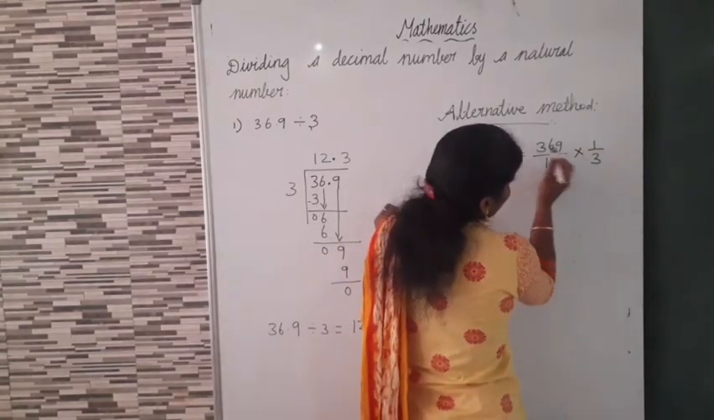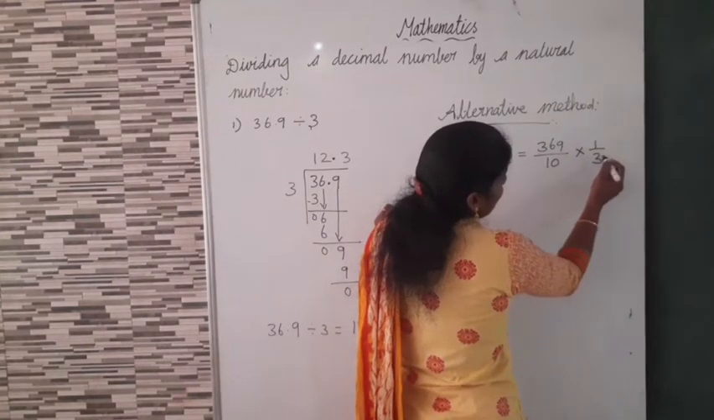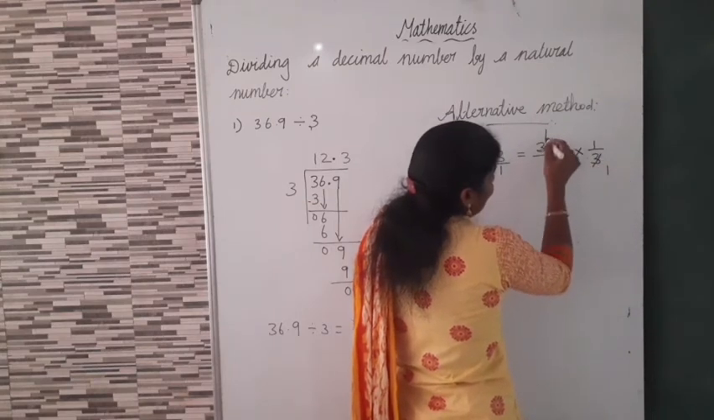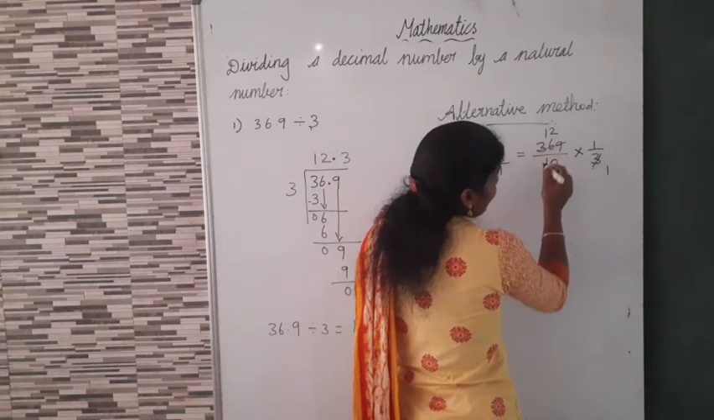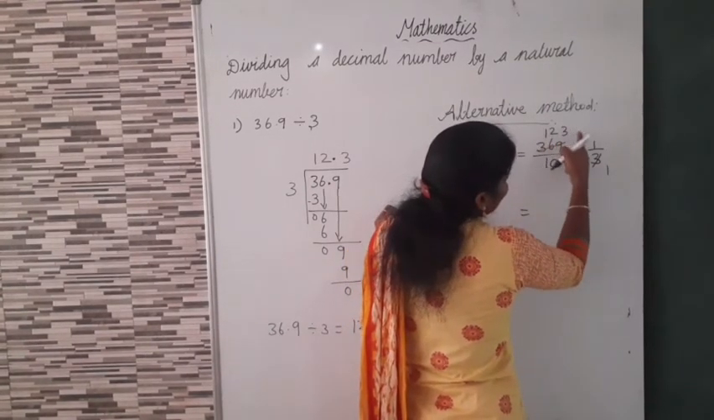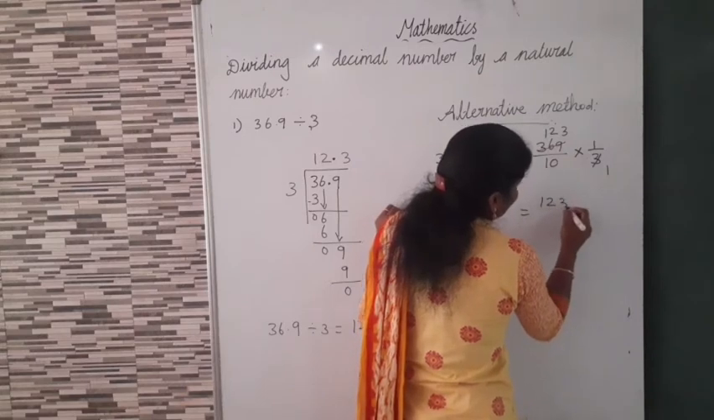Now we can cancel these two numbers using the 3 table. 1 3 is 3. Here 1 3 is 3. 2 3s are 6. 3 3s are 9. So remaining 123 into 1, 123 by 10 into 1, 10.